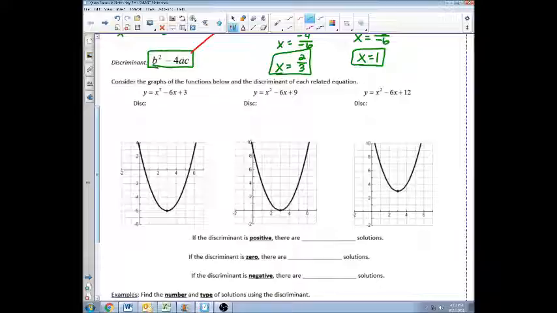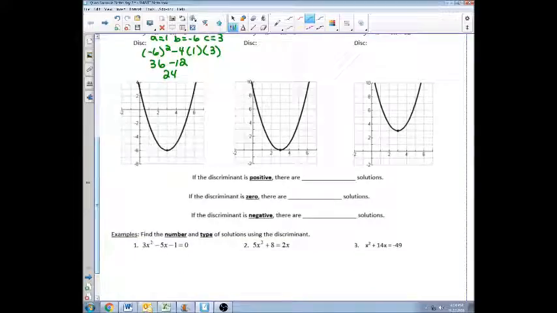So we're going to consider the graphs of the functions below and the discriminant of each related equation. So what we're going to do is we're going to take these values, so a is 1, b is negative 6, and c is 3. We're going to plug what we have into the formula for the discriminant and see what the discriminant comes out to be. So b squared would be negative 6 squared minus 4 times 1 times 3. This would be 36 minus 12, which is 24.